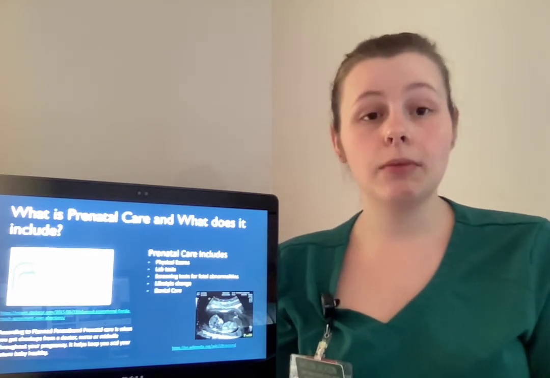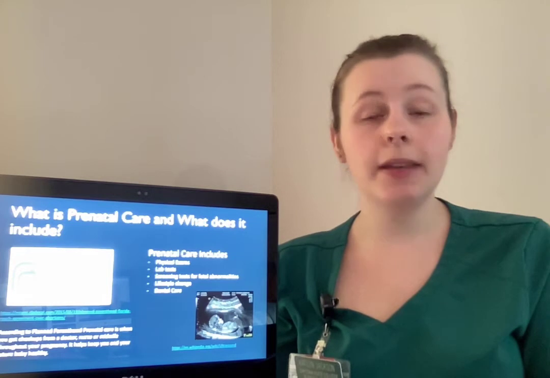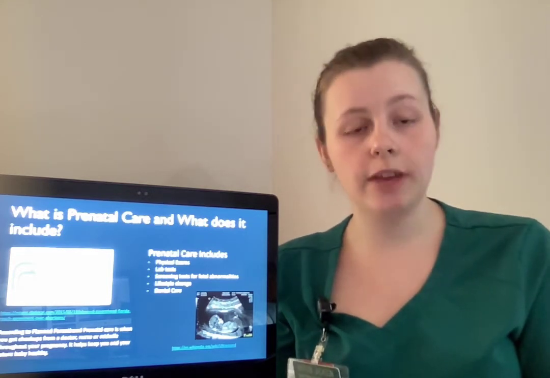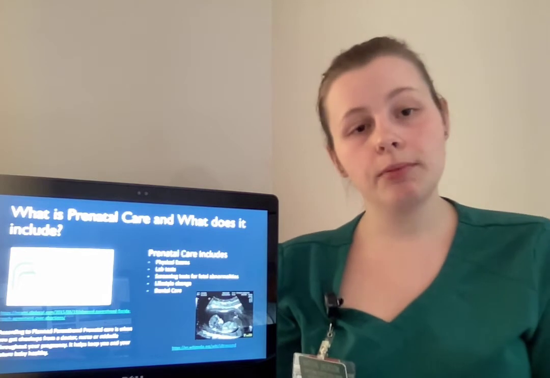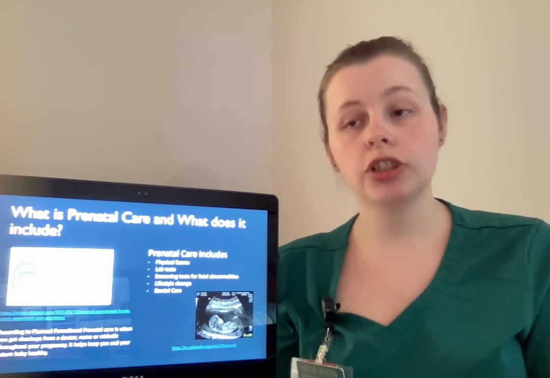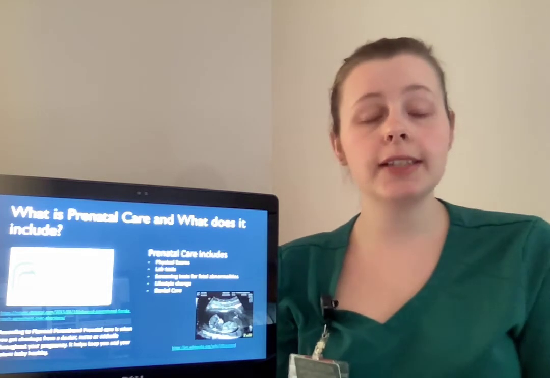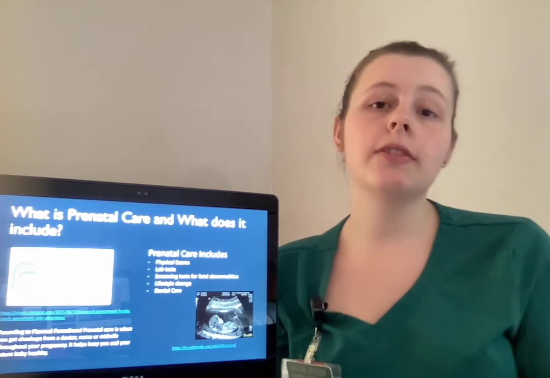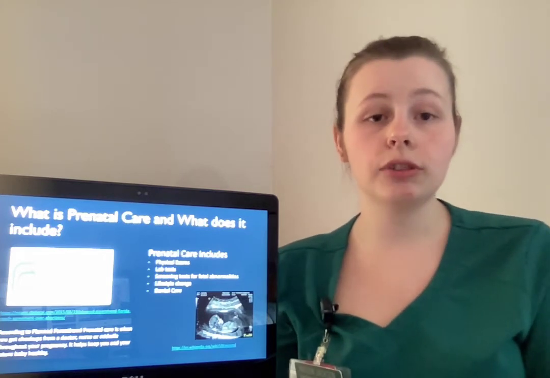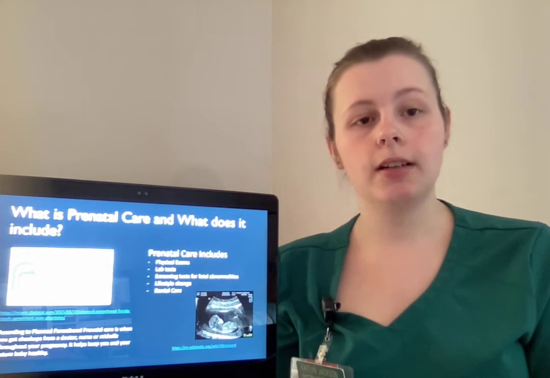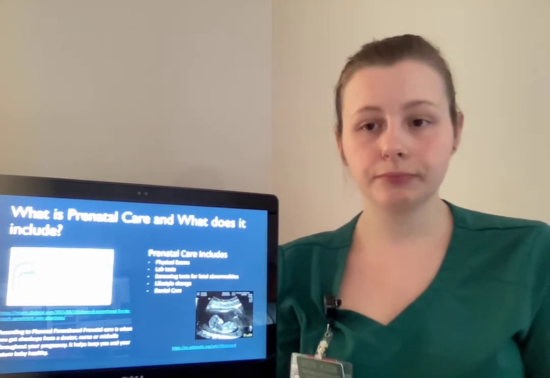Blood tests will be done, such as Hep B, syphilis, gonorrhea, chlamydia, and even testing for HIV. Urine samples will be done to check for bladder infections and urinary tract infections. Screening tests for fetal abnormalities will be done. We do this through genetic testing, ultrasounds, and also blood tests for Down syndrome.